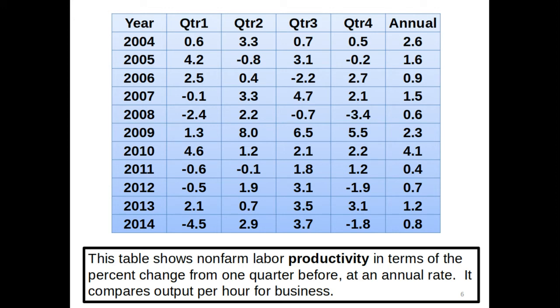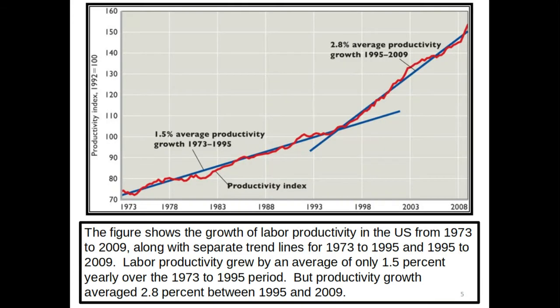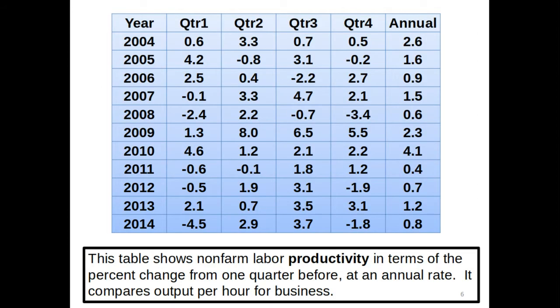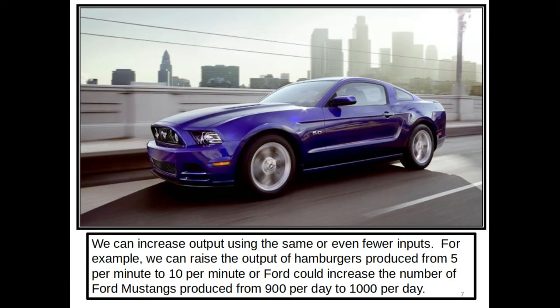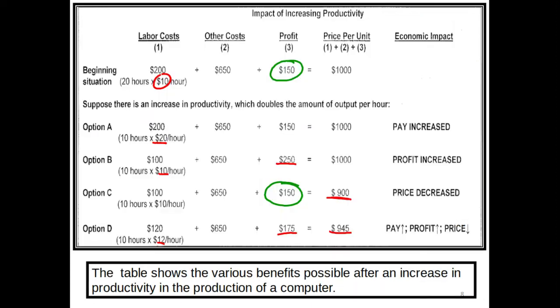This shows non farm labor productivity, and you can see percent change from the previous quarter, and you can see it's not stable. It changes and moves kind of all the time. And that's why we look at our trend line. You can kind of see the red line, the ups and downs, but we look at the trends to kind of overall analyze what's happening. We can increase output using the same or even fewer inputs if we can raise productivity.